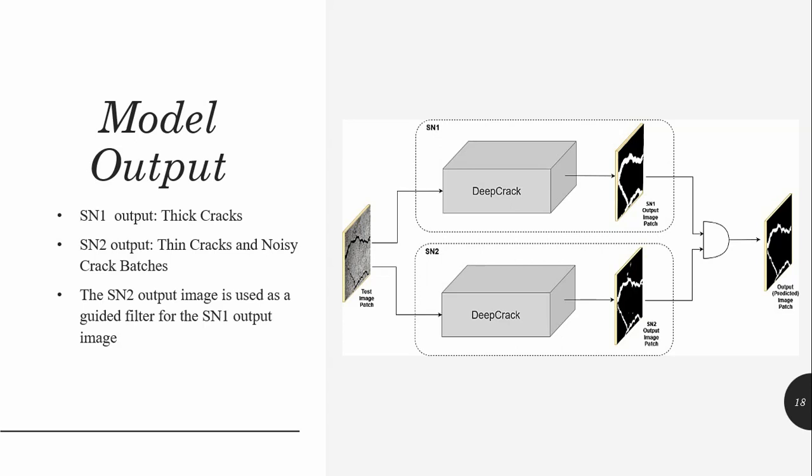In other words, as we can see in the picture, the cracks detected by SN1 are thick cracks. In contrast, the cracks detected by SN2 are thin, and also some noisy pixels are recognized as cracks. By applying a logical AND on these two detected cracks, we obtain the final cracks.